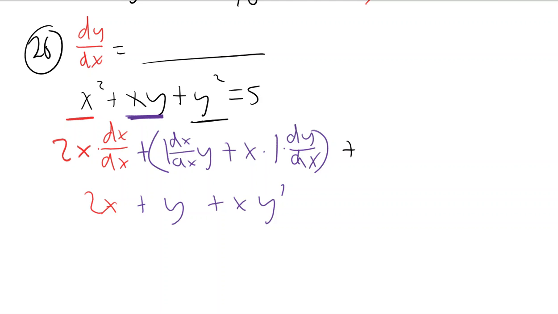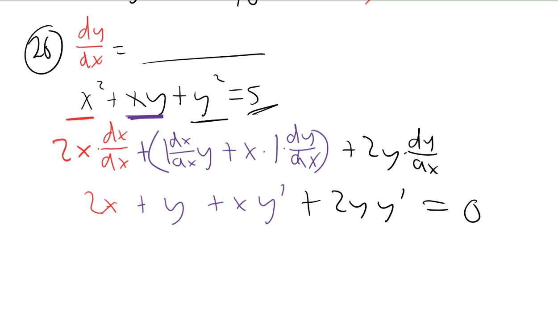Then the derivative of y squared would be 2y, but again we're taking the derivative of y with respect to x, so we need a y prime there. And then the derivative of a constant is going to be 0.